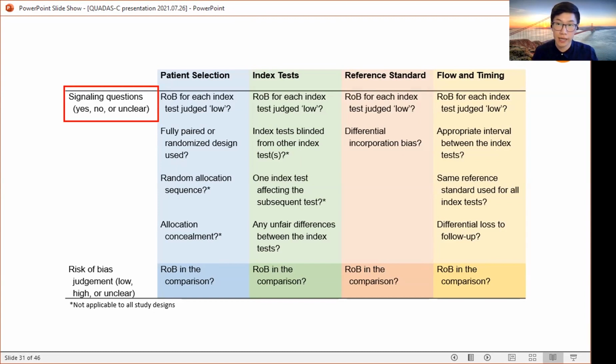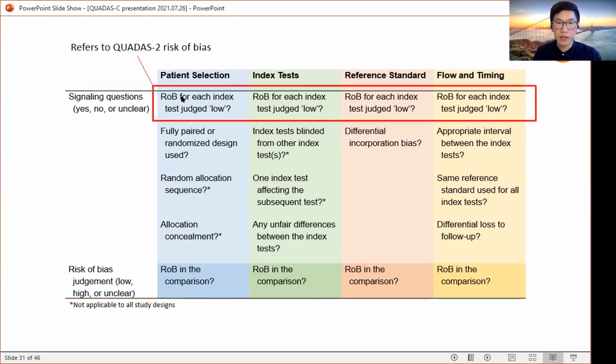Yes indicates low risk of bias, no indicates high risk of bias. If one or more questions are answered no, you may or may not judge high risk of bias, based on your judgment of how severe you think the bias is. The risk of bias judgment is actually what matters the most. That's just one single question, which can be answered with low risk of bias, high risk of bias, or unclear.